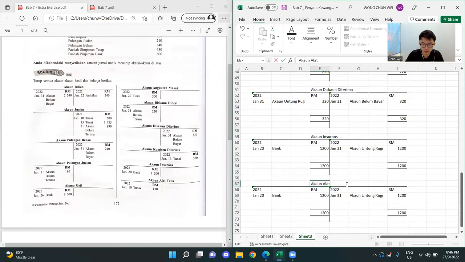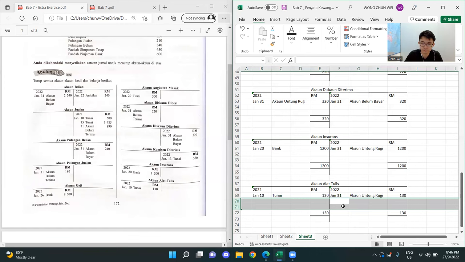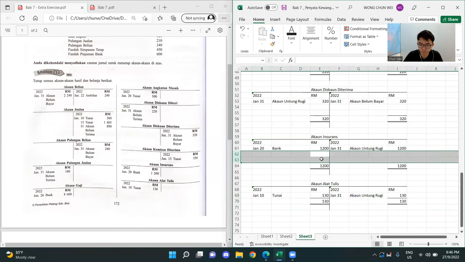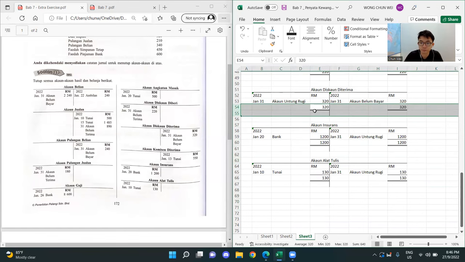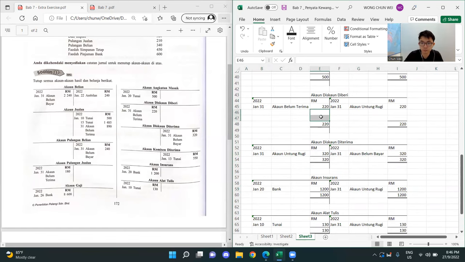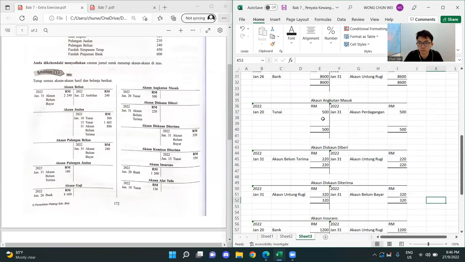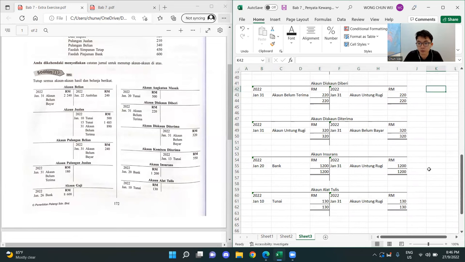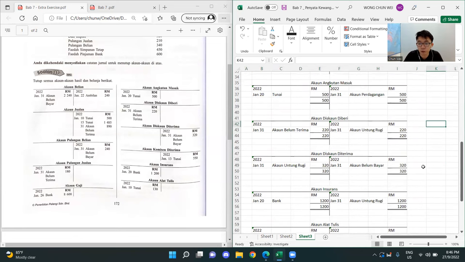So alat tulis. January 10 to 9, 130. So 130, bring down here, so up here. So 130 sent to account untung rugi. Okay, so that's it. So this is the answer for question 31.